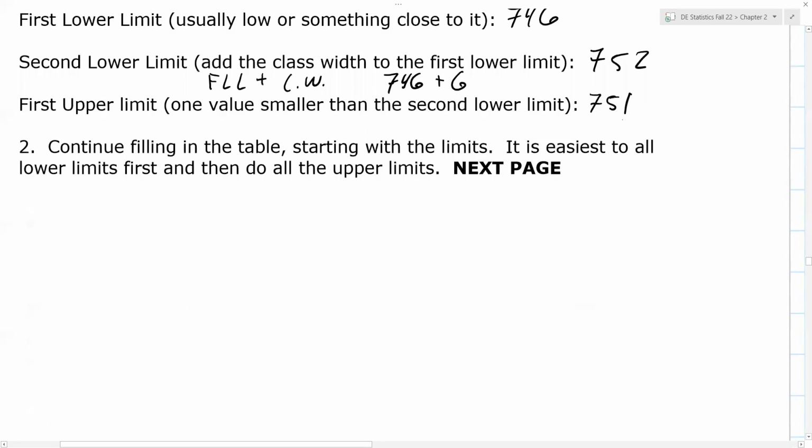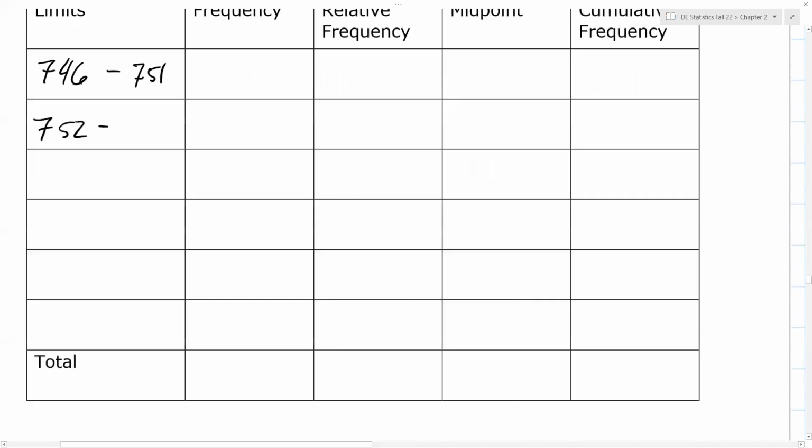$751. All right, once we have started that, please go ahead and fill out this entire frequency distribution. So come up with the rest of the class limits, upper and lower limit for each class, the frequency, the relative frequency, and our cumulative frequency, and then unpause, and you can check to see if you did that correctly.